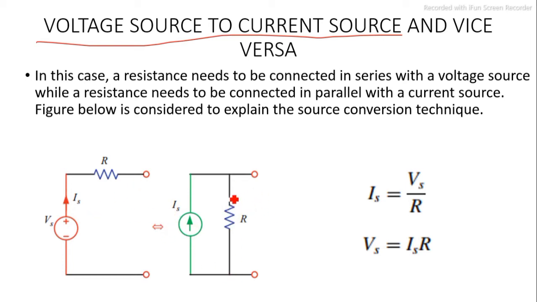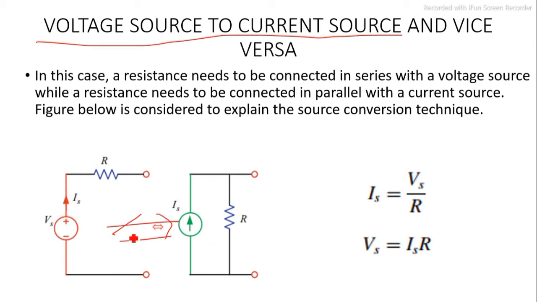If you are converting from current source to voltage source, your current source must be in parallel to the resistor. When you are converting back, your voltage source will now be in series. So this is how to convert both ways.